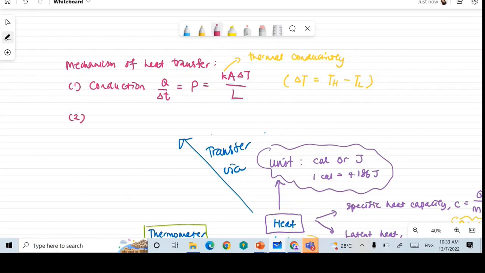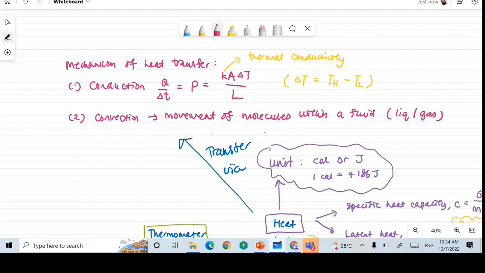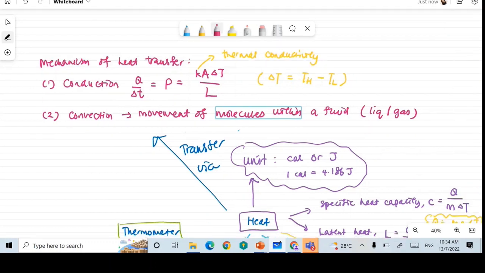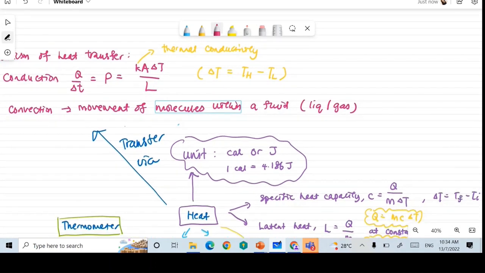And the second mechanism of heat transfer is called convection. Right? This convection is basically due to the movement of molecules within a medium or a fluid. The fluid here can be liquid or gas. For example, when you boil water in a pot, right? Inside the water, there is a lot of fluid movement. So that's how the heat can be transferred.